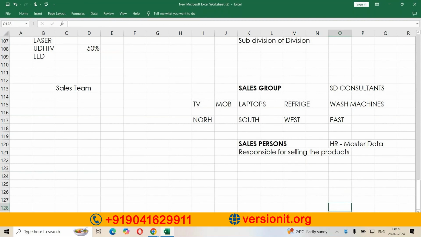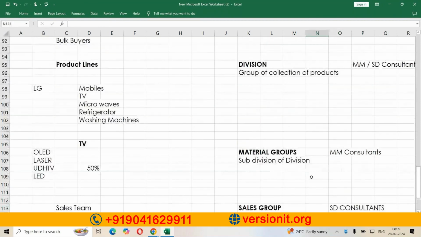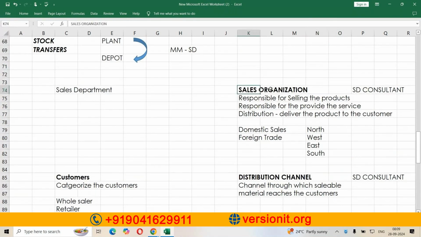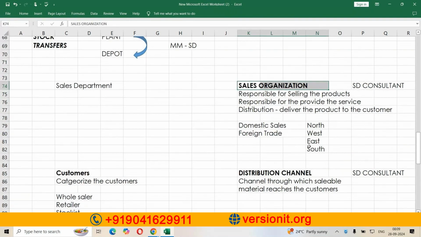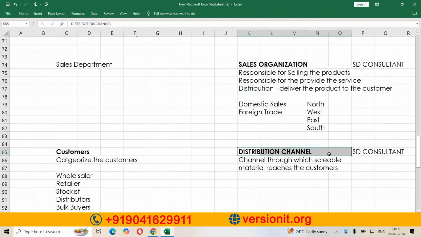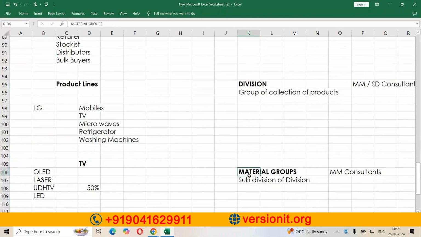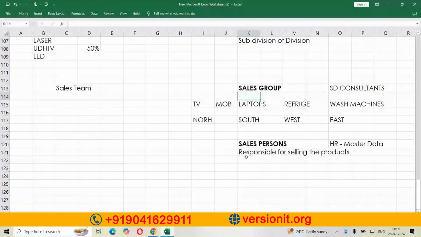So these are all the terminologies you need to know when you talk about sales and distribution. What do you mean by a sales area? What is the functionality of it? Distribution channel. We have divisions. We have material groups, sales groups, salespersons.